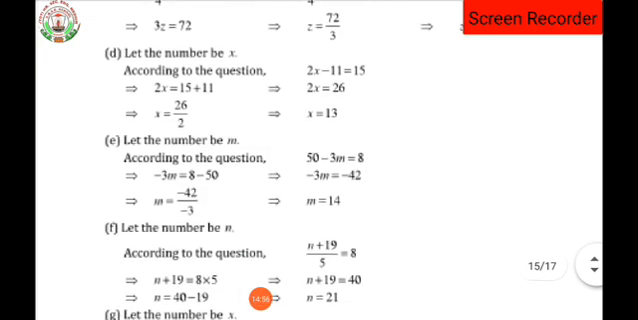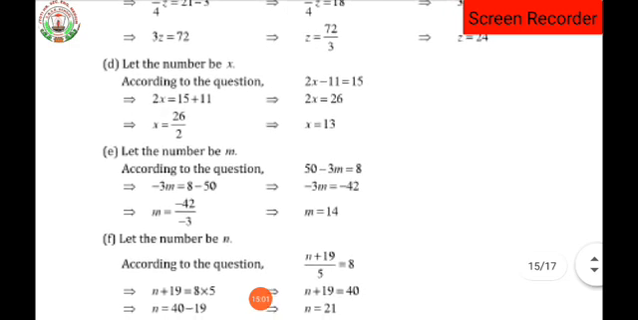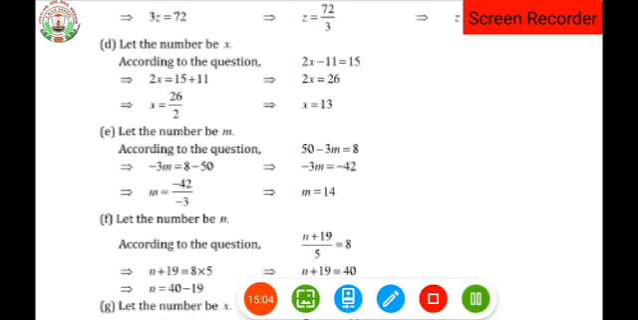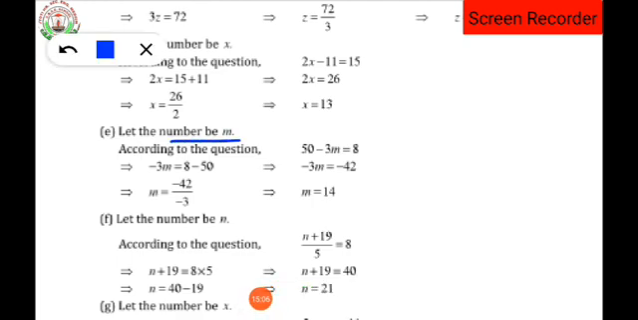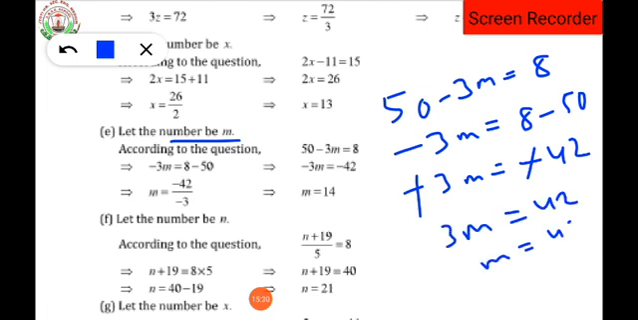Here is the E part of the question. What is the E part of the question? Munna subtracts thrice the number of notebooks he has from 50. Let the number of notebooks be m. So Munna subtracted thrice the number of notebooks from 50. So 50 minus 3m to get the result 8. So minus 3m is equal to 8 minus 50. So minus 3m becomes minus 42. Okay, so minus will get cancelled. 3m is equal to 42. m is equal to 42 divided by 3. So m is equal to 14.